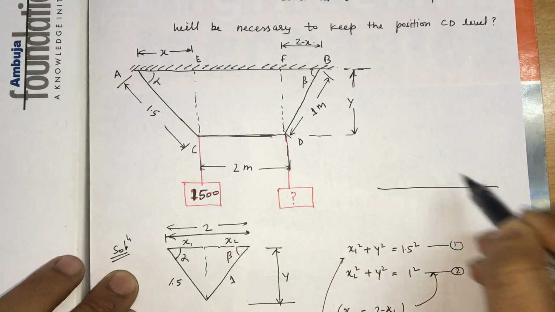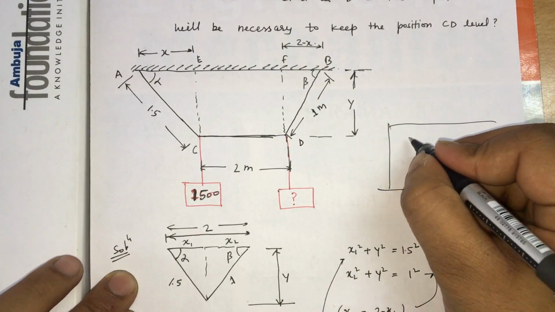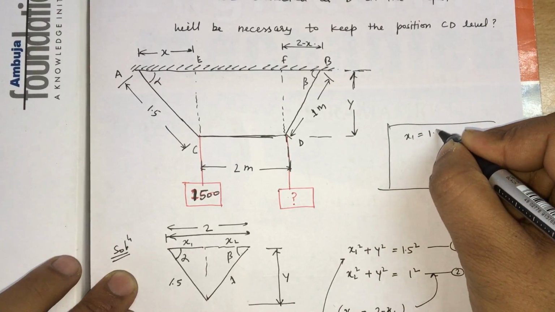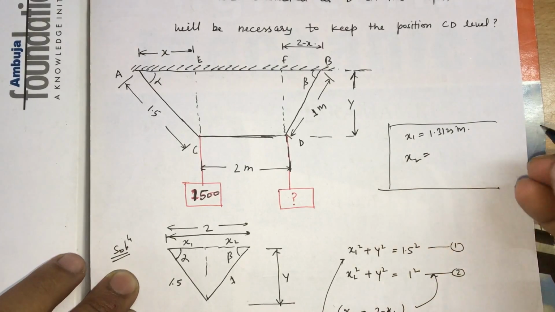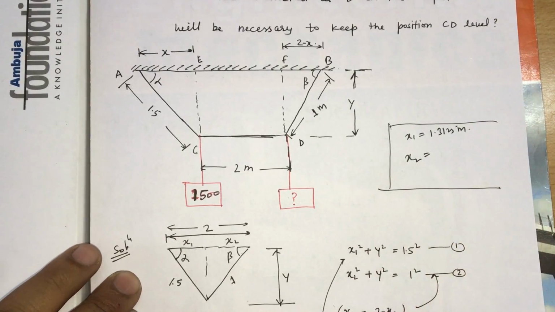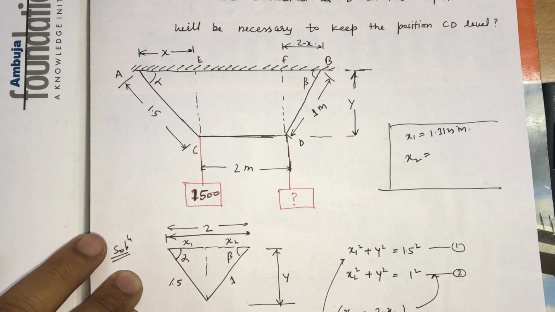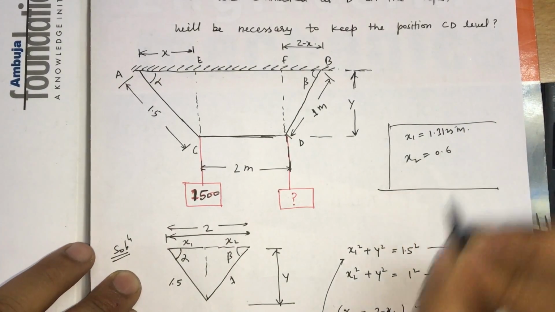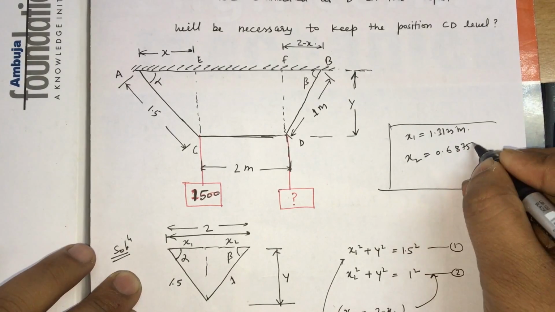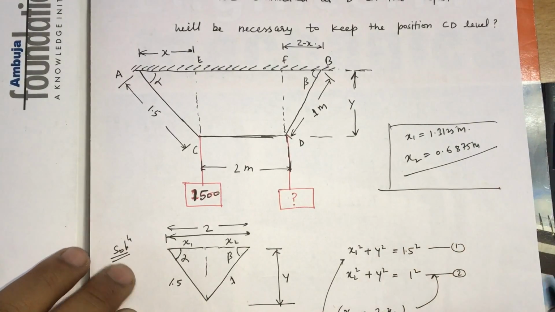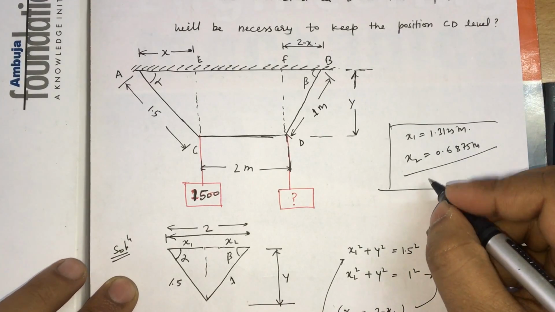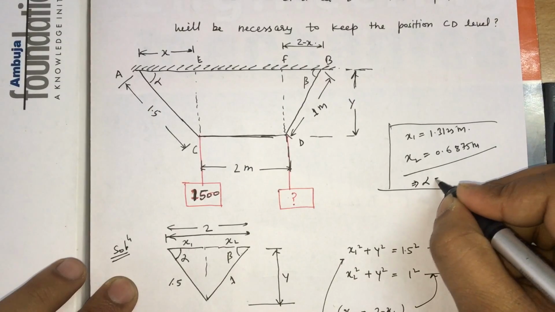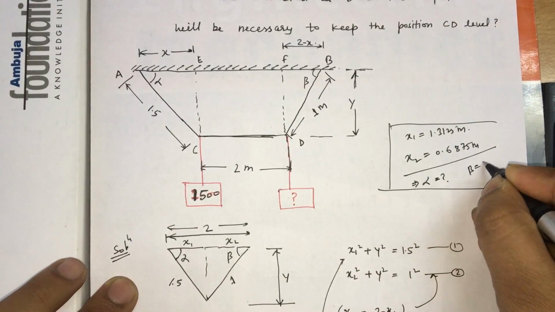So what's the value of x1? From here, let me write what's the value of x1. X1 is 1.3125 meter, and x2 is equal to 2 minus the answer, 0.6875 meter is the value of x2. Okay, so once we know the values of x1 and x2, we can also calculate alpha. Now we can calculate alpha and beta.